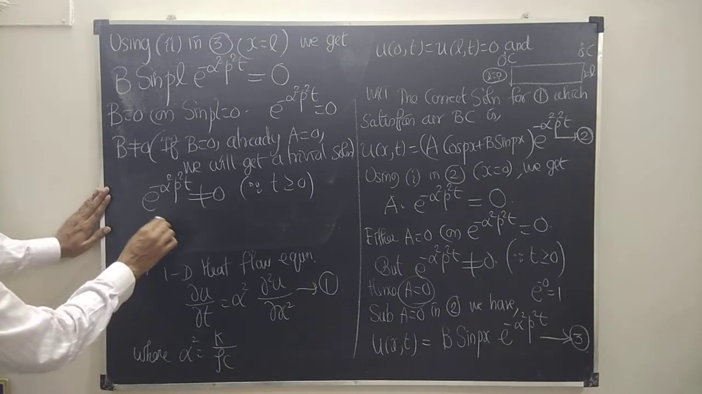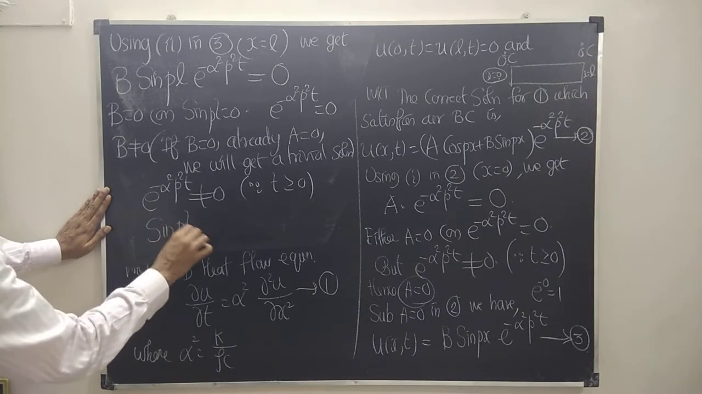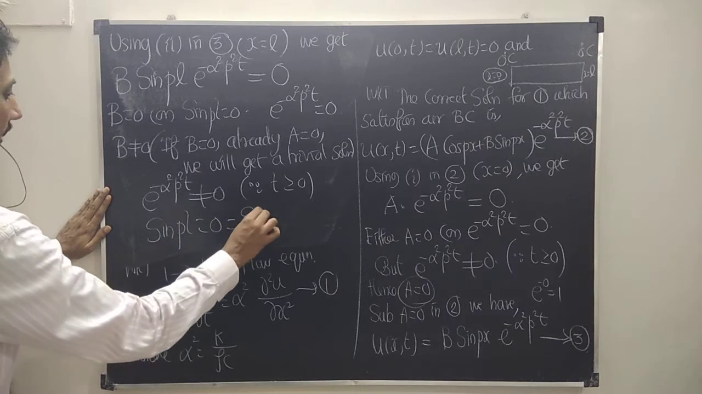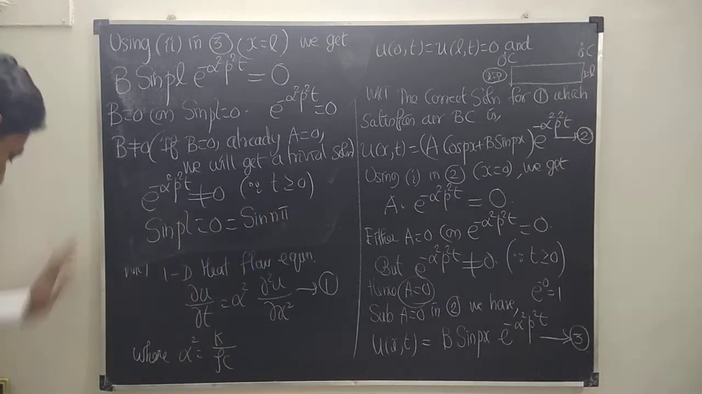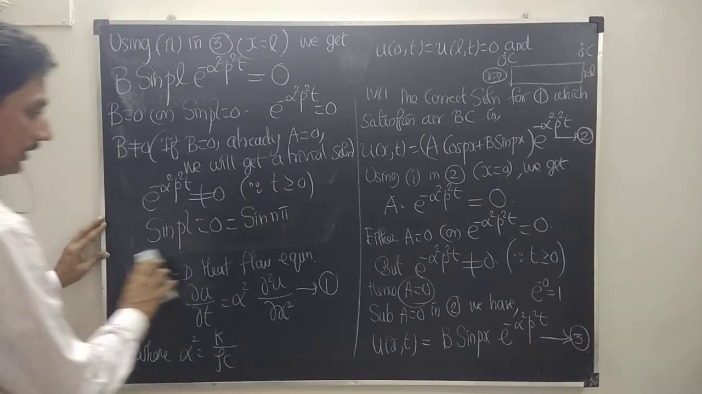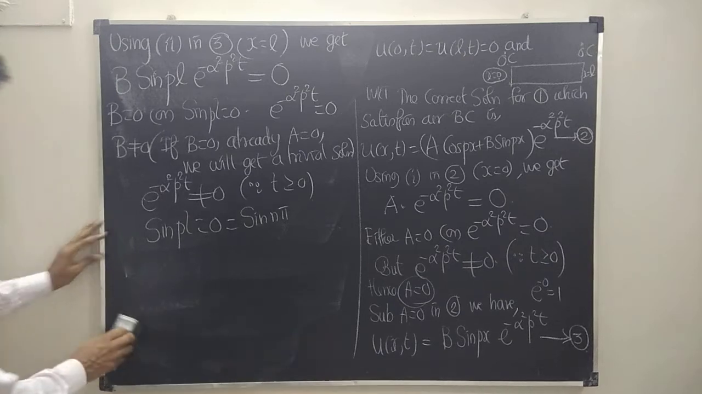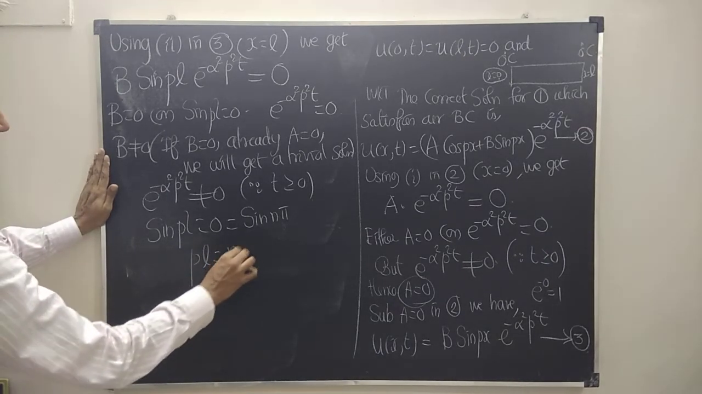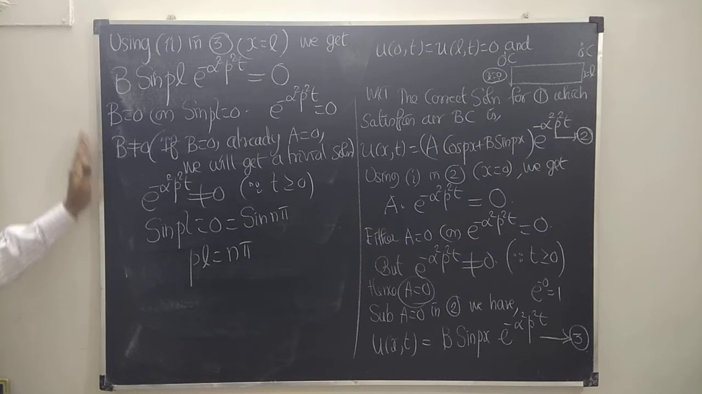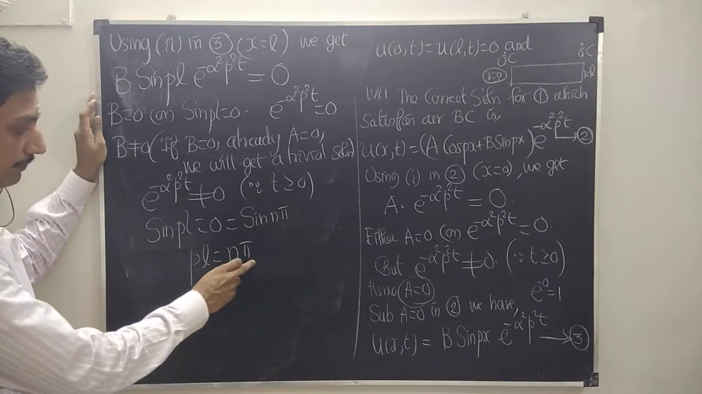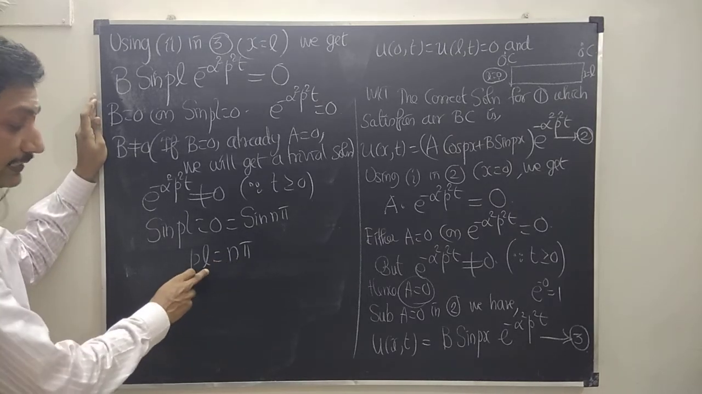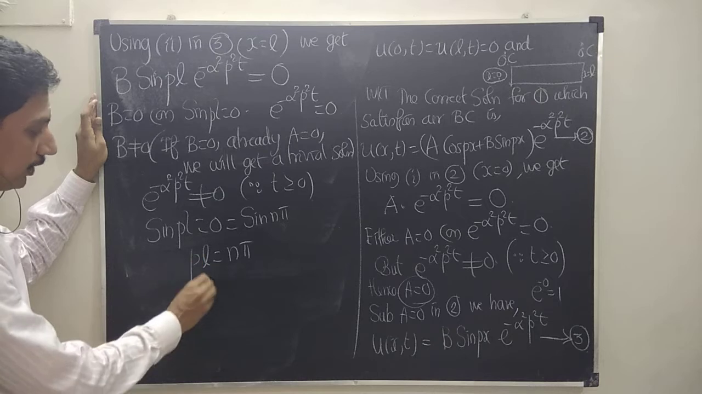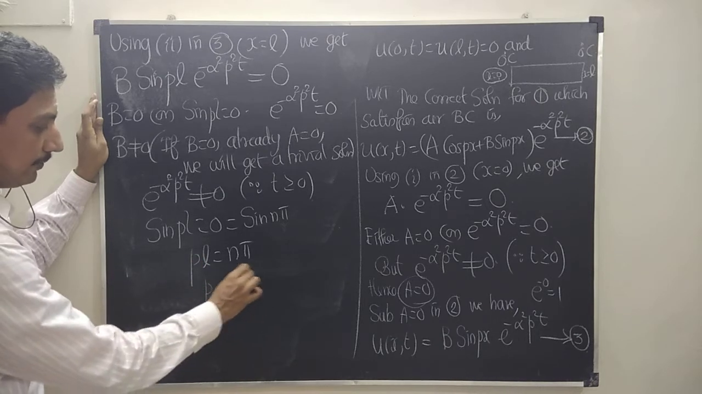So, which one is 0 finally? Sine PL equal to 0. So, what are the values of sine under 0? It is the multiples of pi only. So, sine PL equal to 0 is equal to sine n pi. By comparing both sides, we get PL equal to n pi. N is a positive integer, pi is the constant, L is the length of the bar. So, the only unknown is P here. So, P is equal to n pi by L.